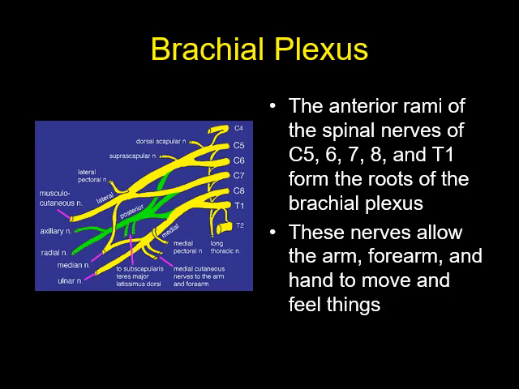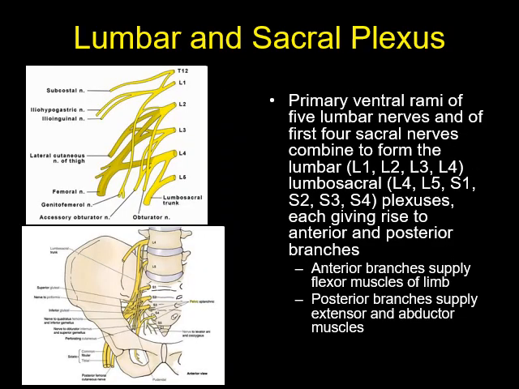And again, this is just a review of the previous diagram. The brachial plexus serves the arm, the forearm, and hand, and is fed by C5 through C8 and T1. The lumbar and sacral plexi merge to form the lumbosacral plexus, which serves the lower limb. The anterior branches of this plexus supply the flexor muscles of the limb. The posterior branches supply the extensor and abductor muscles.